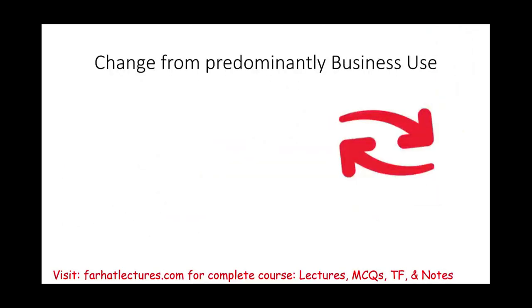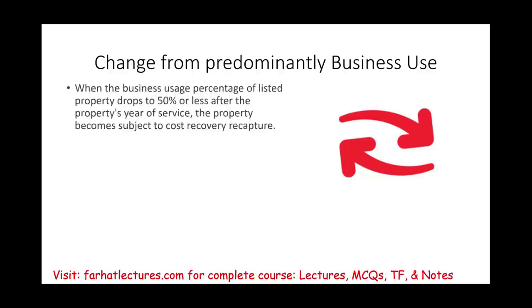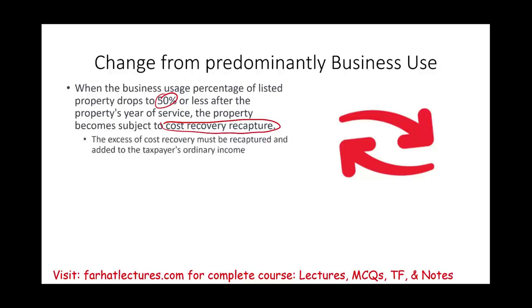What happens if we change from business use back to personal use? Okay, so when the business usage of listed property drops to 50% or less after the property year of service, the property becomes subject to cost recovery recapture. Well, guess what? We're going to go back and do some computation and recover some cost, and we're going to recover that cost as ordinary income. Simply put, we took the deduction, we liked it, we enjoyed it. Now we're going to go back and recapture some of that deduction as ordinary income.